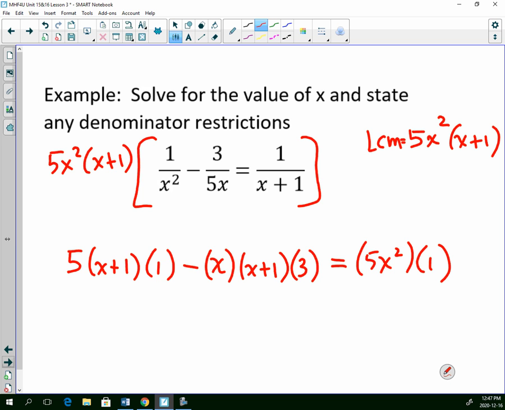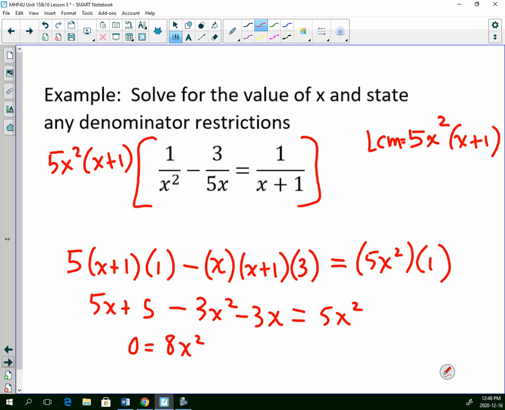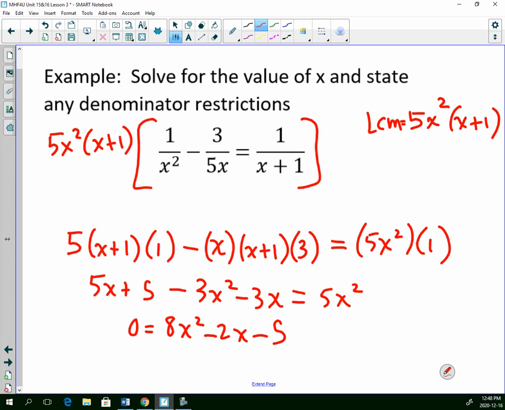So in this term, I'm going to expand brackets, so that's 5x plus 5. Here we have negative x times 3 is negative 3x squared, and then we have negative x times 1 times 3 is minus 3x, and then on this side we have 5x squared. So I'm going to bring everything to the right. So 5x squared plus 3x squared is 8x squared, and then I have minus 2x, and then I have minus 5. Just make sure this is correct.